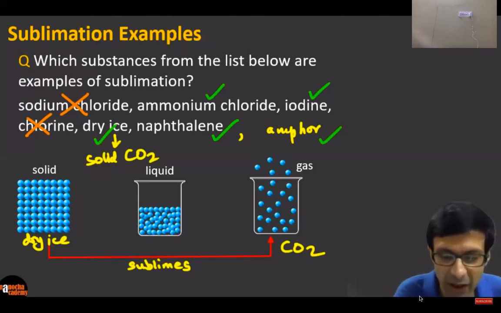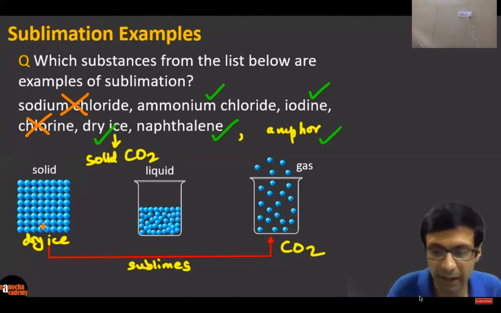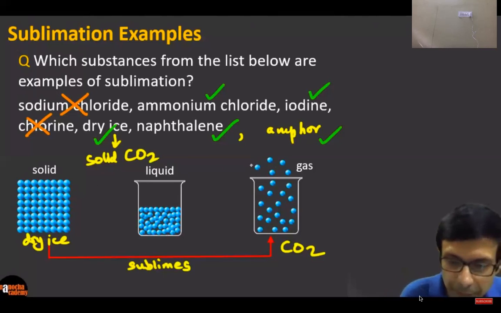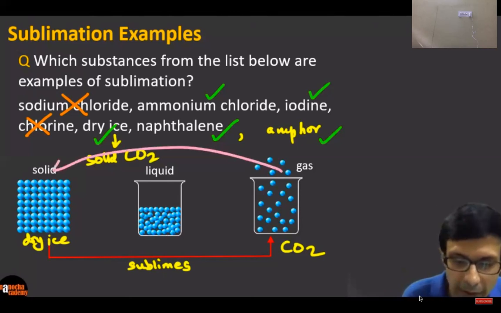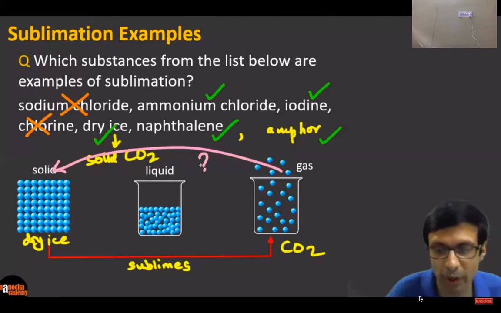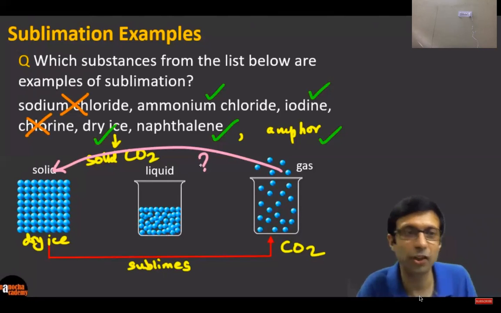So it's good to know a list of all the substances that sublime. Okay, excellent. Now, one interesting question is, is the reverse also possible? Can it go from gas to solid? If you heat dry ice, it becomes carbon dioxide. So can we go from gas to solid? Is this possible, and what is this known as? Can a gas directly change back to a solid?